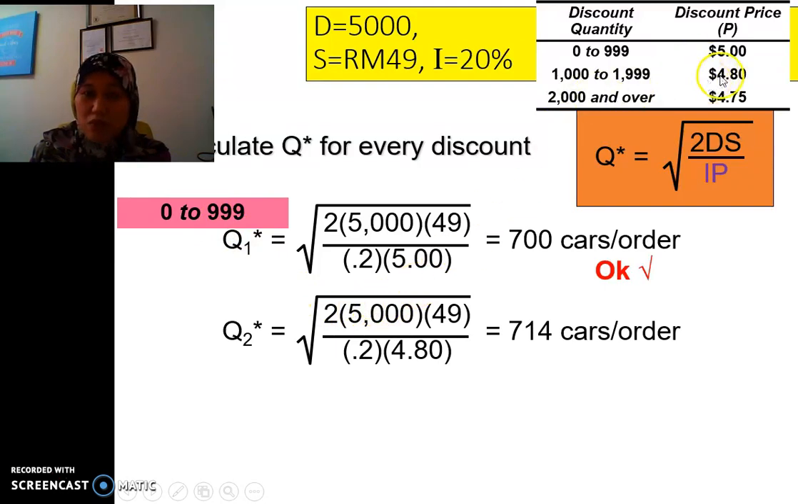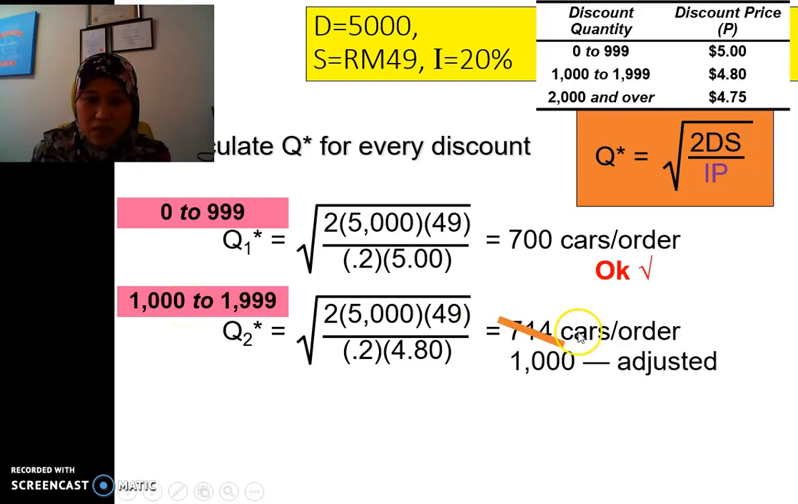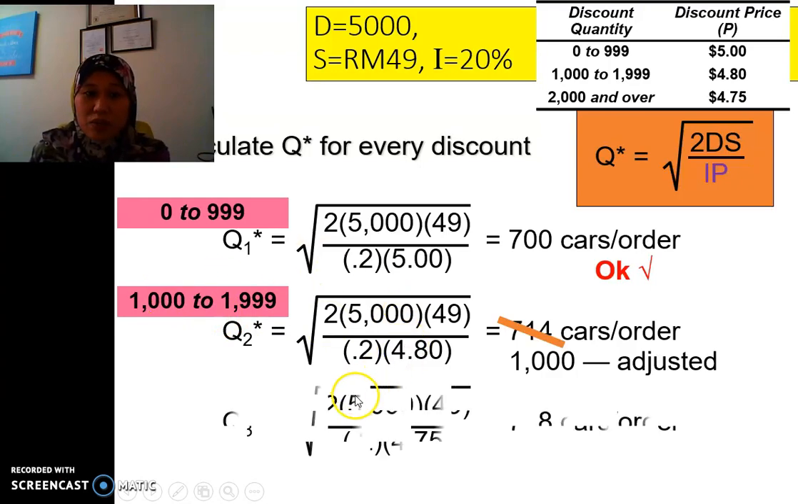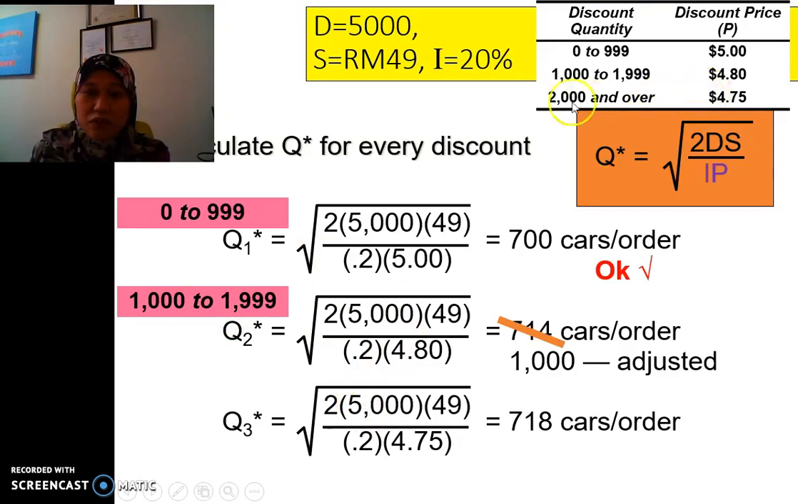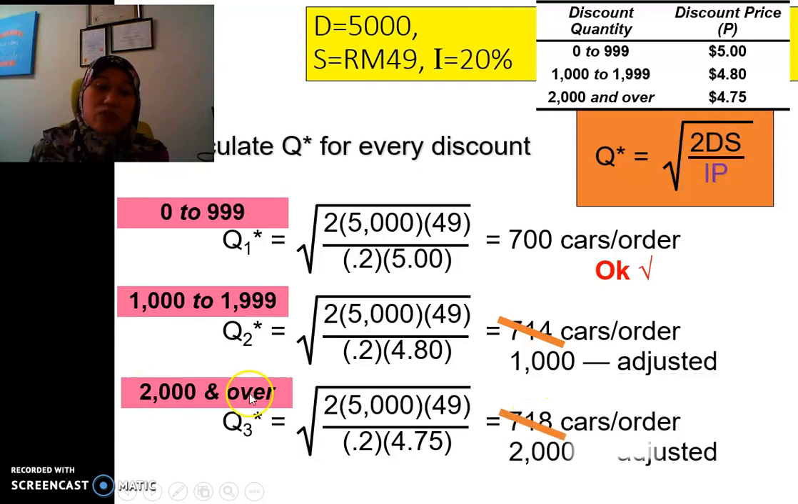And for the second one, we need to calculate Q again because H is different. This time it is 20% of 4 ringgit 80 cent. So our optimal Q is 714. Okay, now we test with our range, and we find out that we need to do some adjustment, and the minimum that we can buy is 1,000. And then we need to calculate for the third one, when H is 20% of 4 ringgit 75 cent, and then Q is 718. Then we test with the range, and we need to do some adjustment here. So it is going to be 2,000.